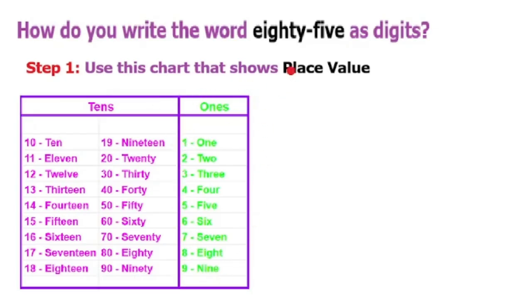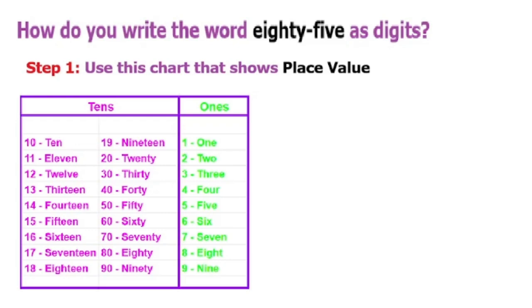If we have a word like this, 85, we could look for the word 80. 80 is part of the tens, and then 5 is part of the ones. And you can pause this video just to get used to what this table looks like and to remember which ones are part of the tens and which ones are part of the ones.